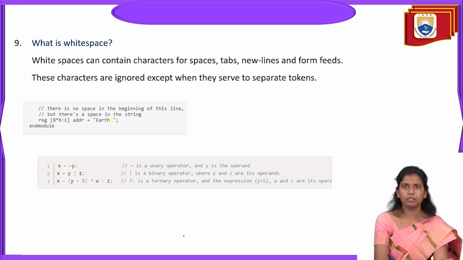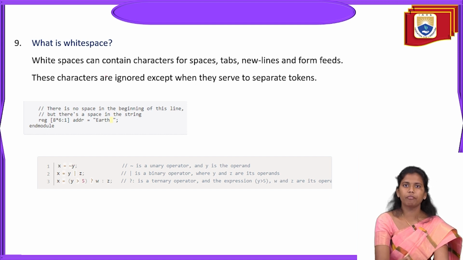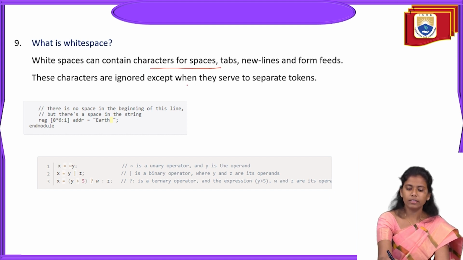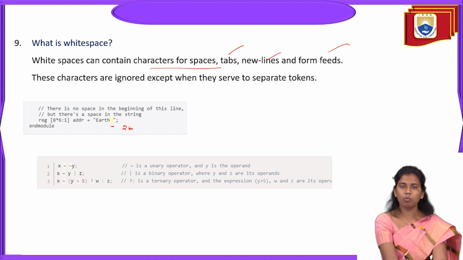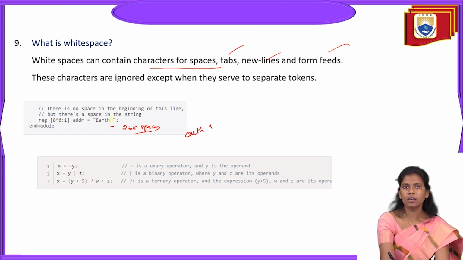So, coming to the white space, what is this white space? White space can contain characters for spaces, tabs, new lines, and form feeds. So white space is nothing but some spaces, right? So here in the code, if you see, after earth you have 2 spaces. That means these are nothing but white space. After earth, something might be written instead, but if you're not writing anything, if it is blank, then it's called white space.